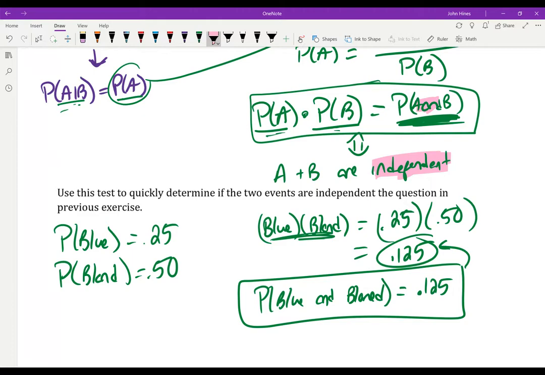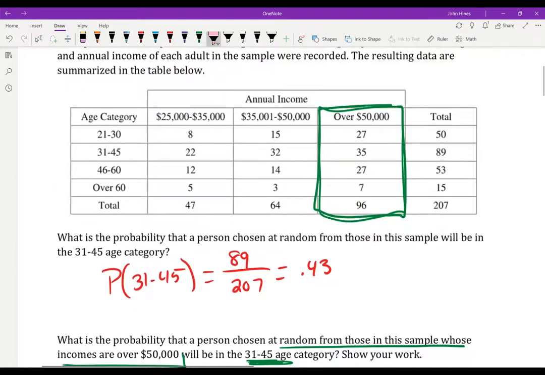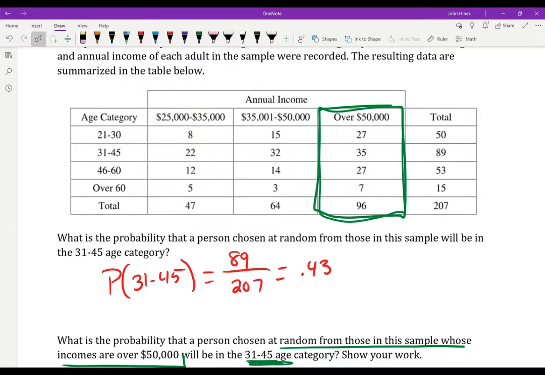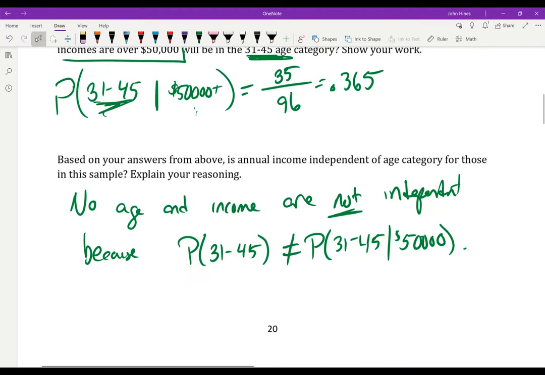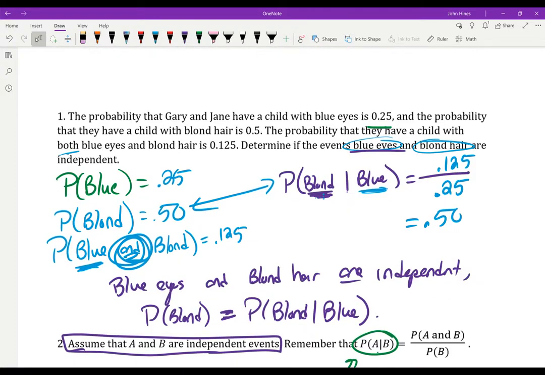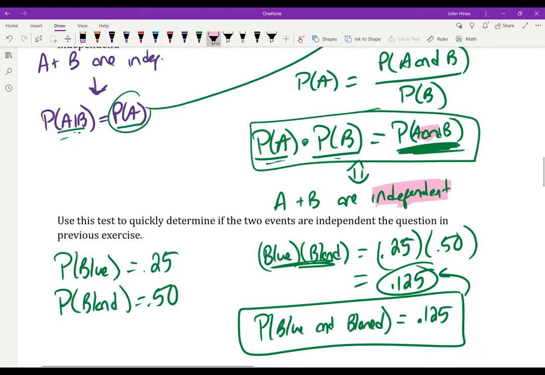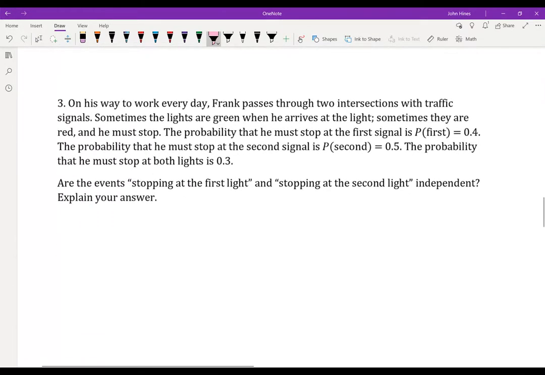This only works if you're doing word problems. If you're given a two-way table like this, do not multiply them. Use this A given B. Use what we did in the last lesson. If I give you words and don't really give you a two-way table to work with, use this way. Multiply the two probabilities, see if it gives you the middleman.